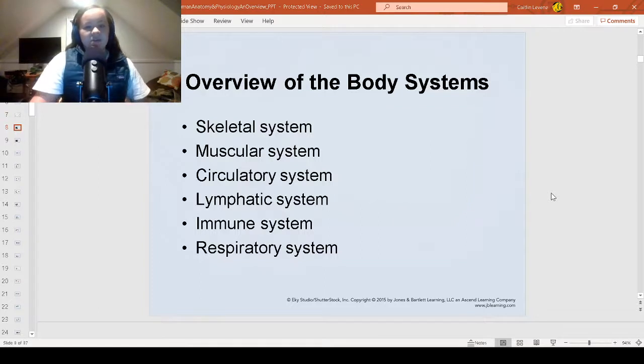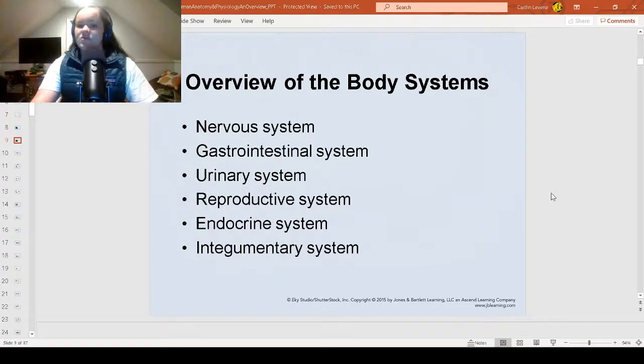An overview of our systems, we have quite a few: the skeletal system, the muscular system, circulatory, lymphatic, immune, respiratory, nervous, gastrointestinal, urinary, reproductive, endocrine, and integumentary systems.